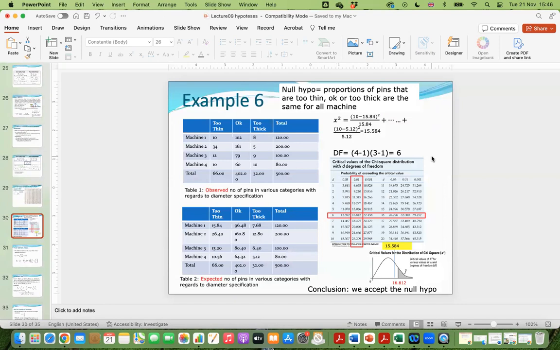So let's have a look at an example. Let's say we have 4 machines, and to test the pins, the proportion of pins that are too thin or too thick is the same for all the machines. So that is our null hypothesis. First, our significance level, let's say we set it as 0.01. You might question in this part, do we need to divide by 2 for the chi-square? Because it says that the proportions are all the same, or you can have 2 parts, which is either too much or too little.